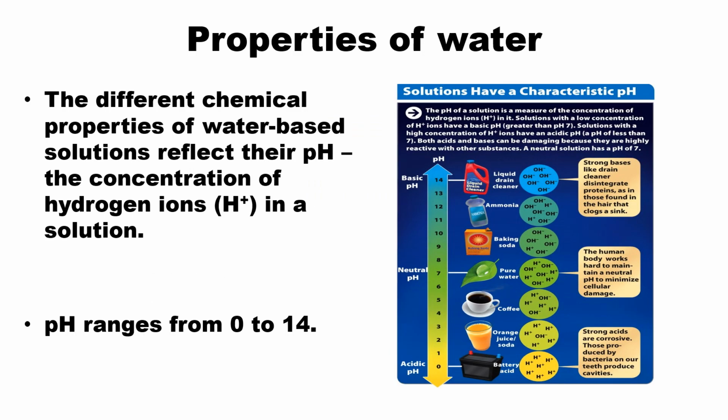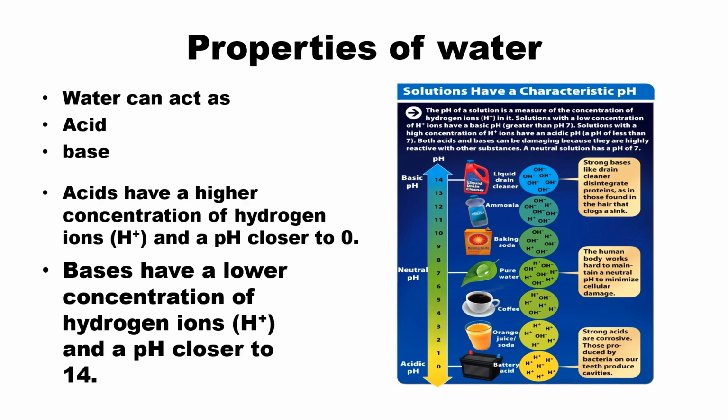Another important feature of water is that it can act as an acid or a base. The pH scale measures how acidic or basic something is. The closer you are to 0, the more acidic you are. The closer you are to 14, the more basic you are. And if you are around 7, that means you're neutral. Water can act as an acid or a base.